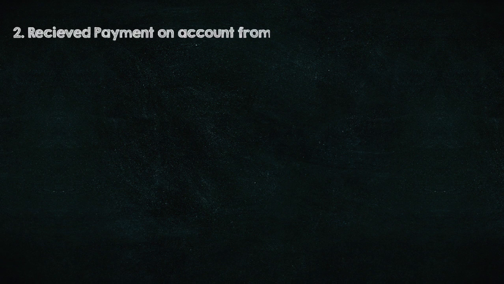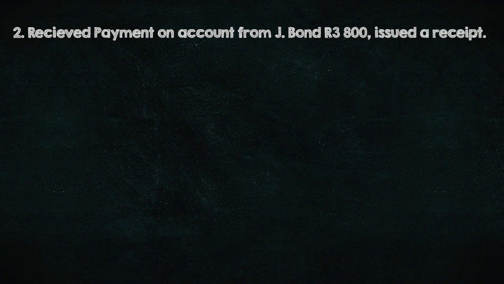Let's look at the second example. Received payment on account from J Bond for 3,800 Rand. Issued a receipt. When we receive an account, it means that the debtor has paid all or some of the money that they've owed us.